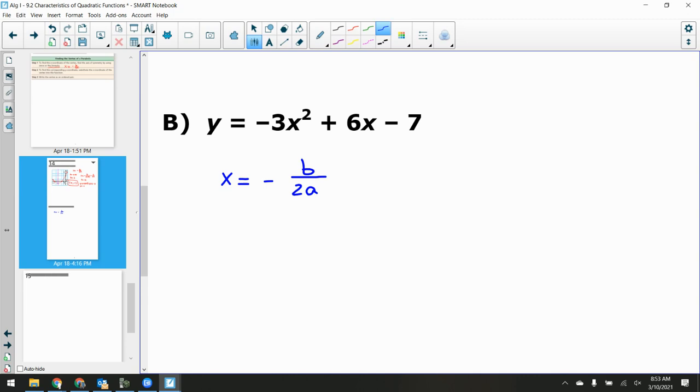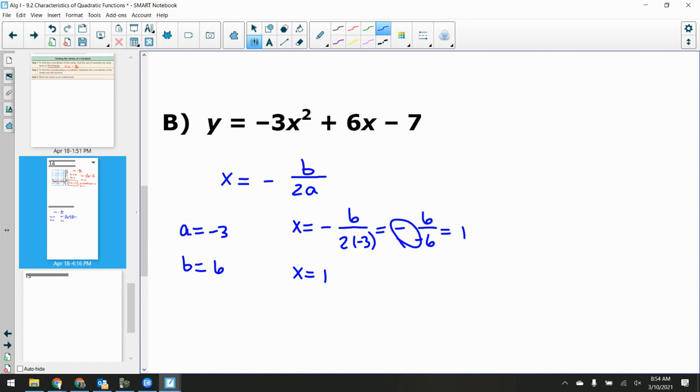So let me pull some names here. What is my a value in this case, Kyler? Good. What's my b value? Good. So that means it's x equals negative 6 over 2 times negative 3. So that gives me negative 6 over negative 6. Do you notice how those negatives will cancel? So that equals just 1. X equals 1 is my axis of symmetry.